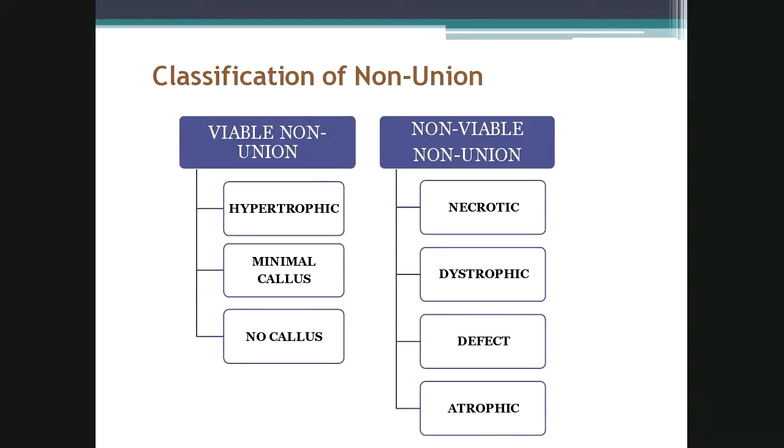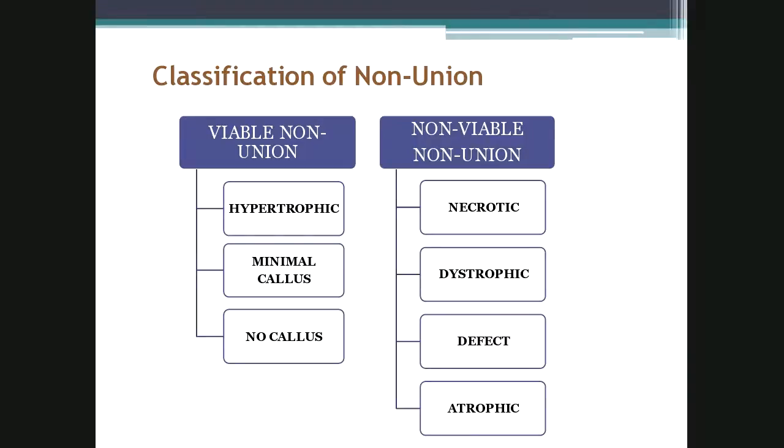With minimal callus viable non-union, some callus will form, but it doesn't bridge the fracture gap. And with no callus viable non-union, there's little to no callus formation, and the bone ends are bridged by fibrous tissue that cannot become mineralized through endochondral ossification to form bone.